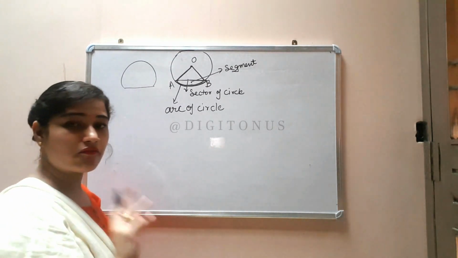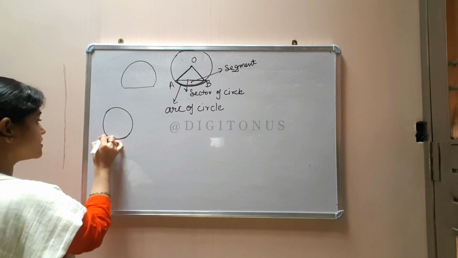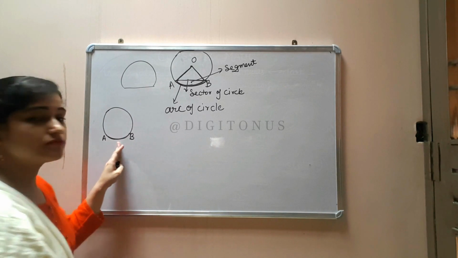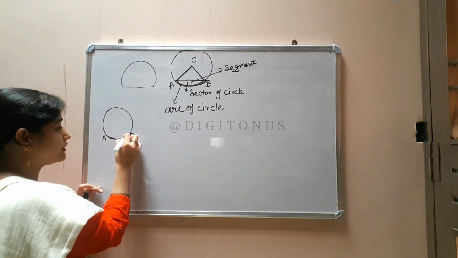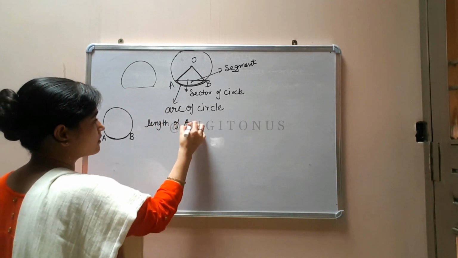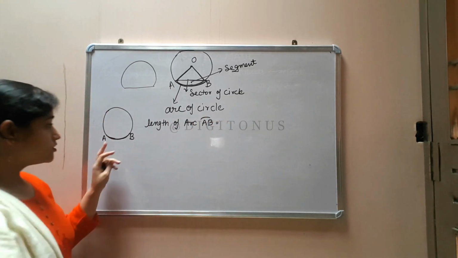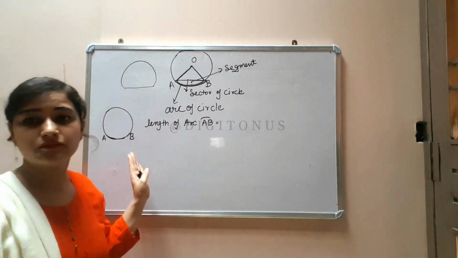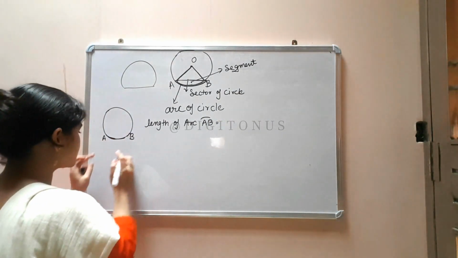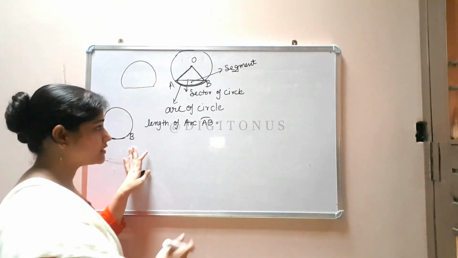Fine. Now come to the formulas of this. First, arc. Suppose this is the arc AB. So how to find out the length of this arc? आप इस arc की length कैसे निकालेंगे? Length of arc AB. So you tell me this arc is the part of which thing? This arc is the part of the circumference of the circle. ये जो arc है, अगर मैं इसमें से इतना part निकालूं तो circumference का ही part निकाल रही हूँ. So arc is the part of circumference.